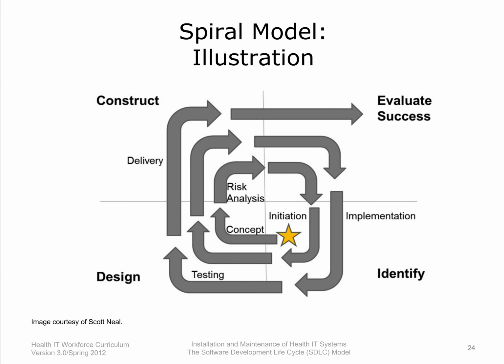Let's walk through the diagram. The action begins in the center of the spiral with initiation, and then cycles repeatedly through 4 conceptual quadrants: identify, design, construct, and evaluate. The first cycle contains the phases concept and risk analysis. Later cycles contain the phases implementation, testing, and delivery.